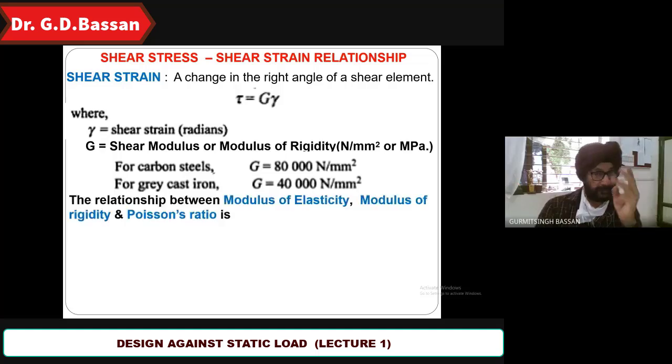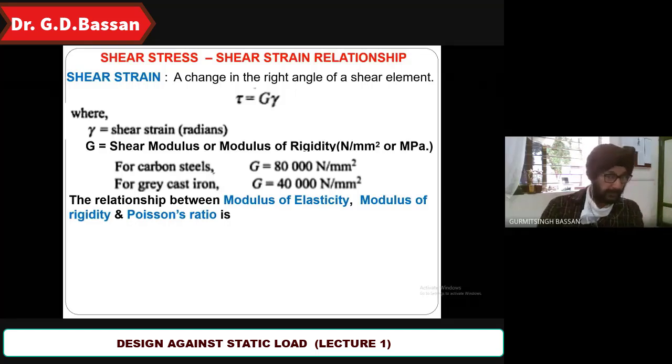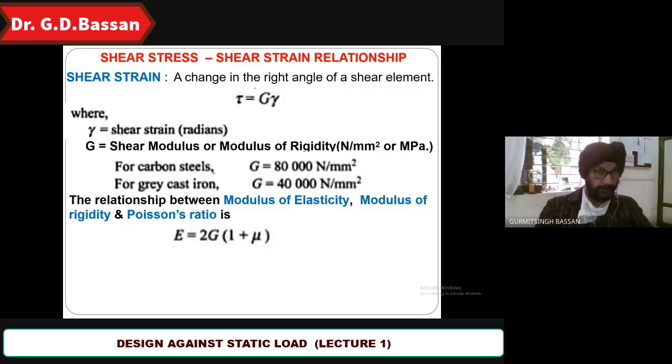Now, shear stress and strain have three very important points: modulus of elasticity, modulus of rigidity, and Poisson's ratio. What is modulus of elasticity? Capital E. What is modulus of rigidity? That is G. And Poisson ratio is mu. So the relation between the modulus of elasticity, modulus of rigidity, and Poisson ratio is E is equal to 2G into 1 plus mu. This you can use in a number of cases.